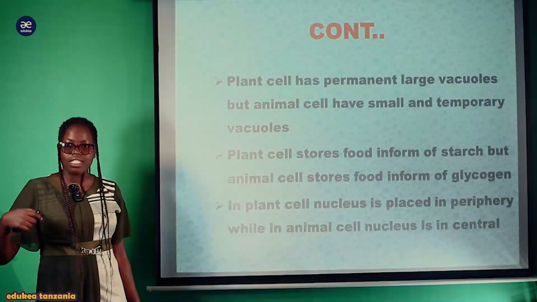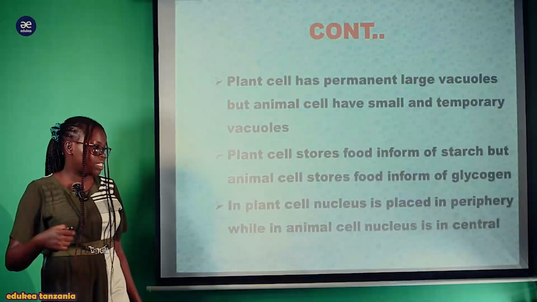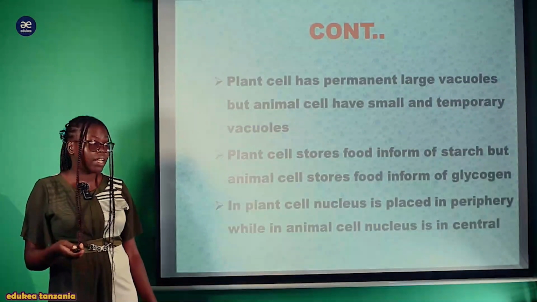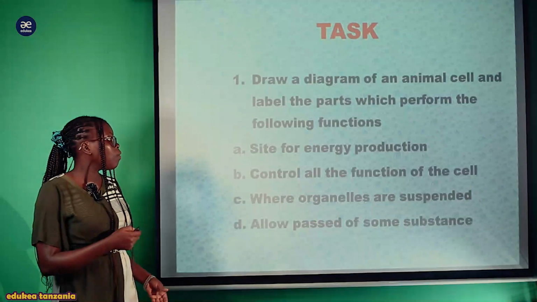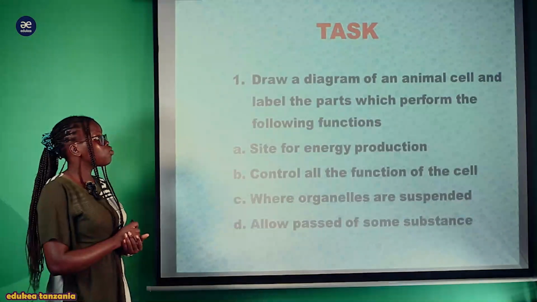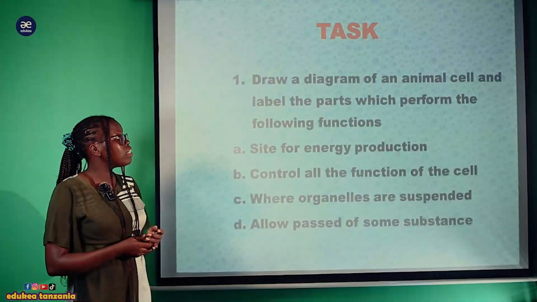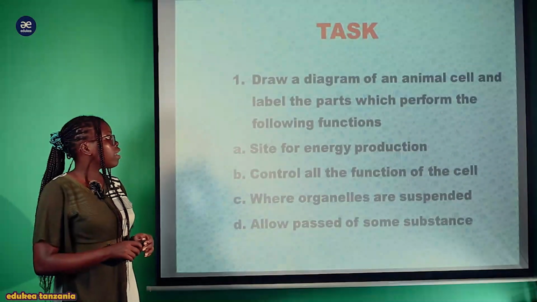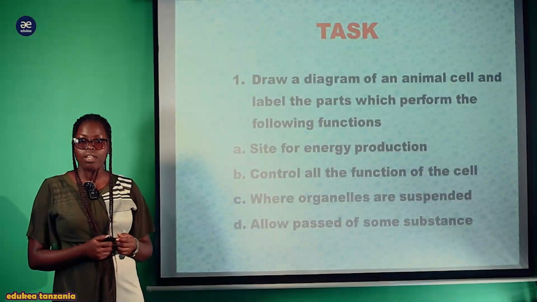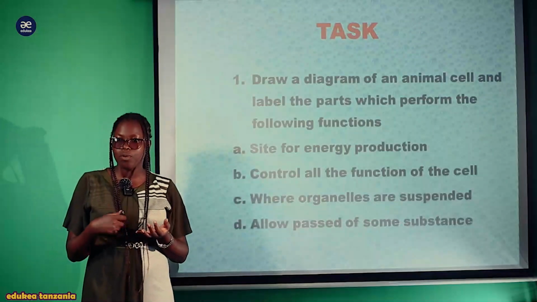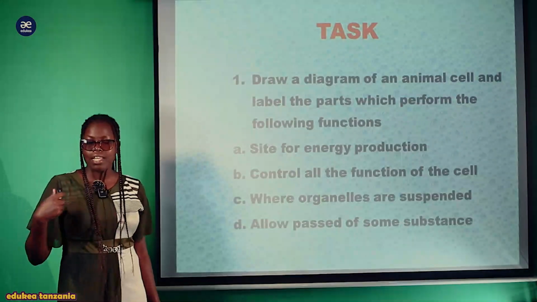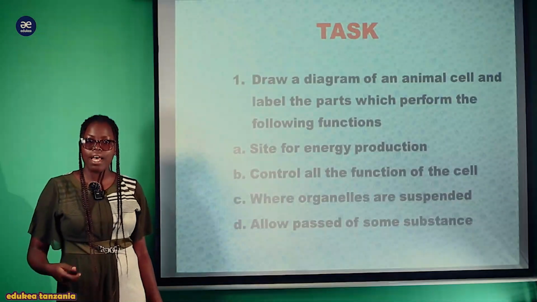Now, my lovely Form 1 students, up to now we have already covered the animal and the plant cell. We have seen the components of the animal and the plant cell, how they function, how the plant cell and animal cell are similar, and how they differ. So now this is just for you, my lovely Form 1 students. You have to take a note on it.